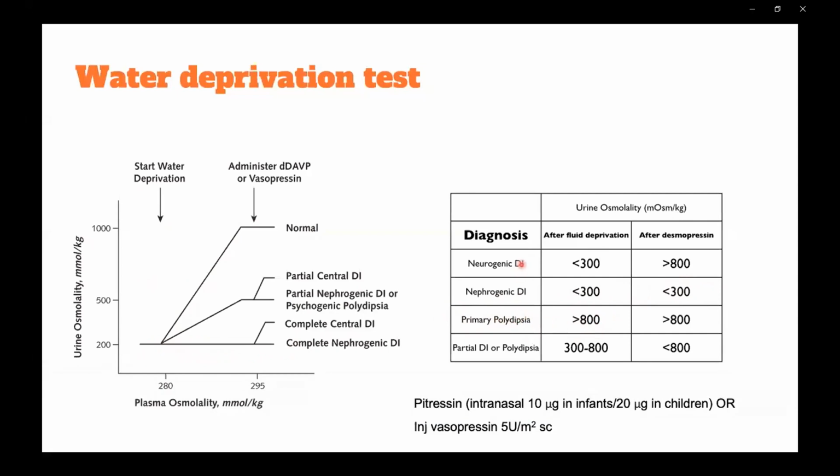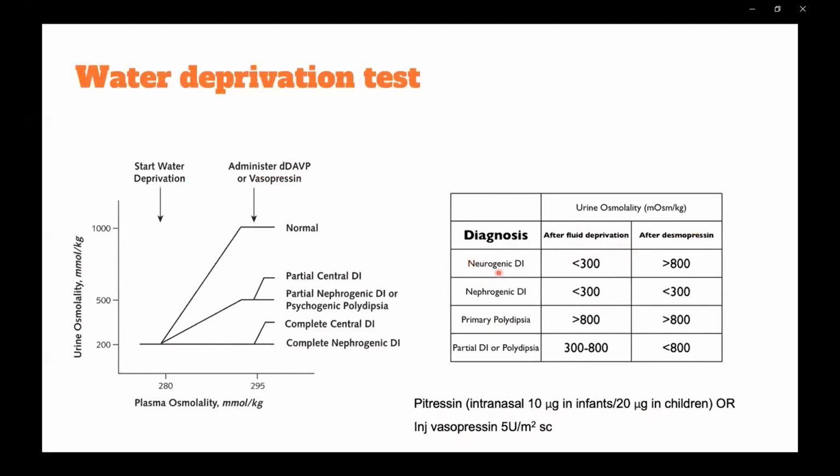In nephrogenic and neurogenic DI, in both, once you start water deprivation, the urine osmolalities are still going to be really low. And how do you differentiate between these two? You administer DDAVP or vasopressin. Pitressin, you can give either 10 mics intranasally in infants and 20 mics in children, or another protocol is to give vasopressin as 5 units per meter square subcutaneously, and then over the next few hours you see what is happening to the urine osmolality.